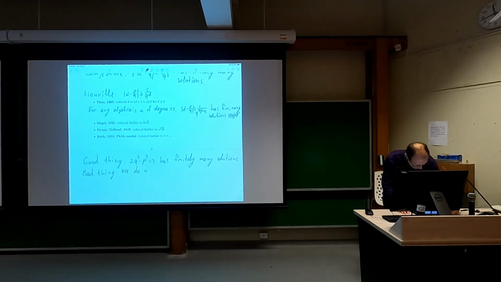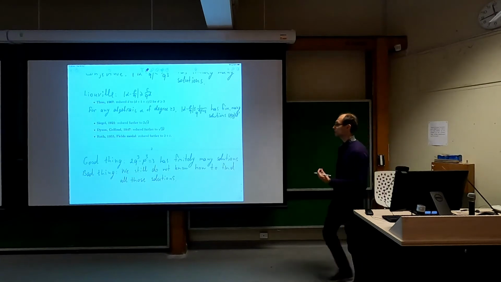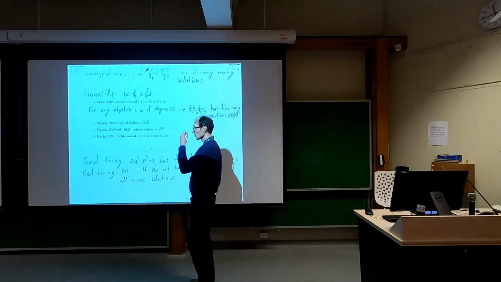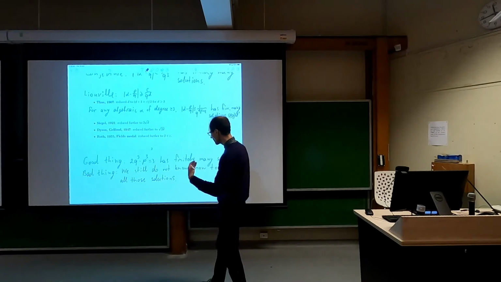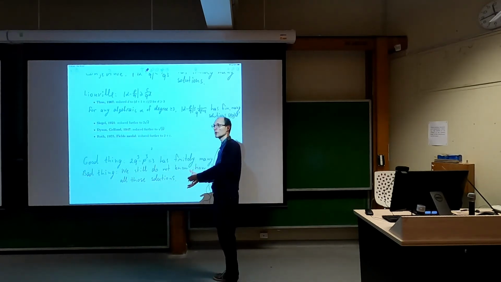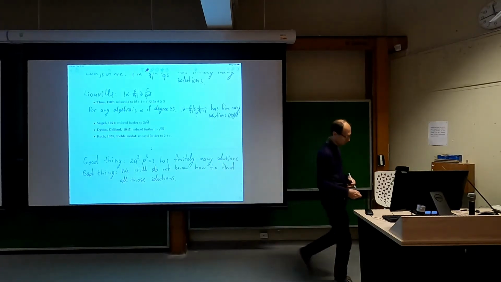We still do not know how to find all those solutions. And in mathematics, such results are called ineffective. So we know there are finitely many, but we can't feed it into a computer, and the computer cannot give us the answers. So such results are called ineffective.